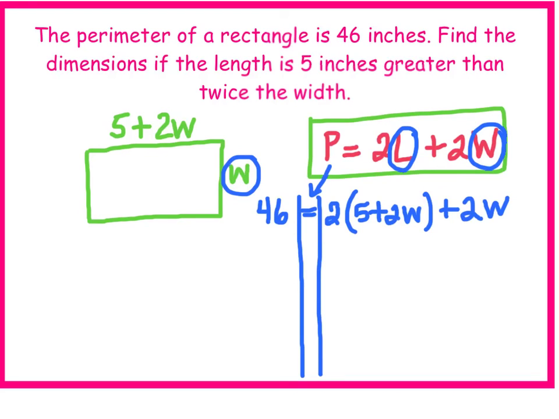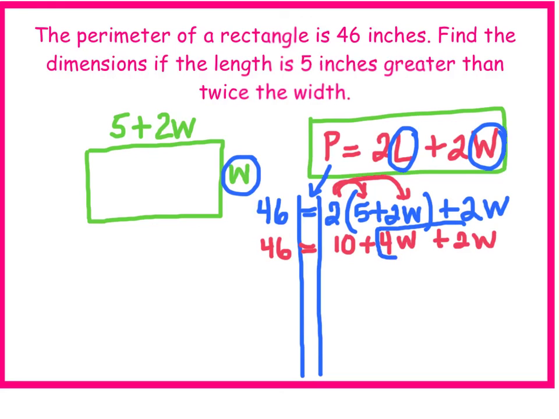All right, let's see how you did. First, using the distributive property, we're going to go ahead and distribute this 2, and we get 10 plus 4w. Now we need to bring down this plus 2w because we haven't used it yet. And over on the left-hand side, we have a 46. Now, looking at the right-hand side of the equation, I'm noticing that I have a 4w plus 2w. I can combine those and make that 6w. I still have my 46 and then my 10 on the right-hand side.